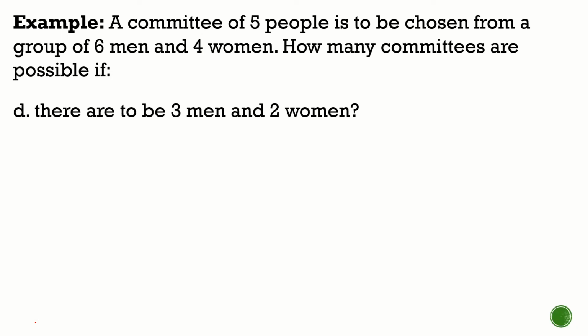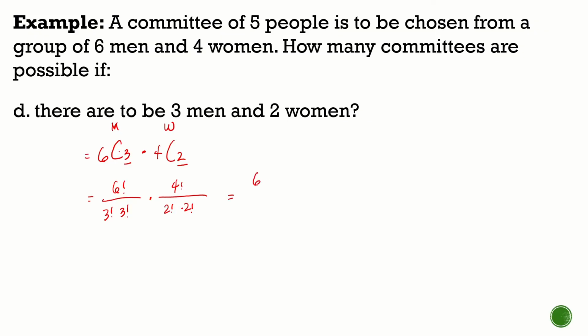There are to be 3 men and 2 women. Okay, so the condition here is we will select 3 men from the 6 available men and 2 women from the 4 available women. Which means this is equal to 6 taken 3 at a time, multiplied by 4 taken 2 at a time. So men, women. 3 plus 2 is equal to 5. So 6 factorial all over 6 minus 3, that's 3 factorial, times 3 factorial, times 4 factorial over 4 minus 2, which is 2 factorial, times 2 factorial.